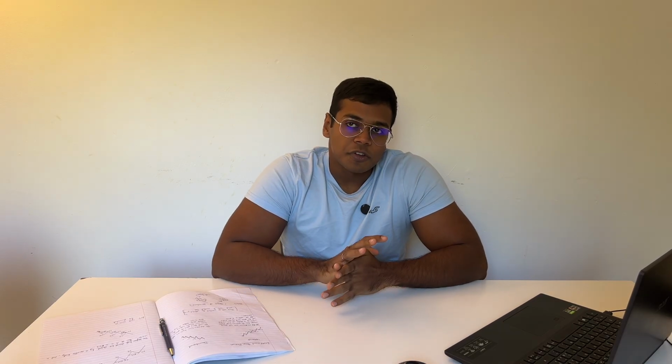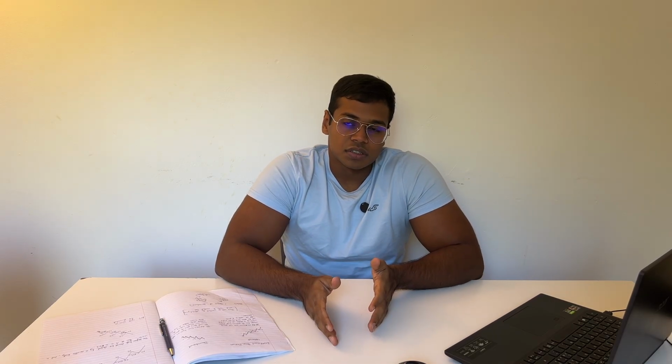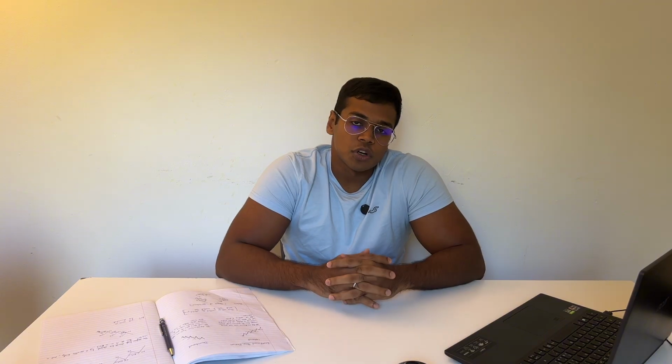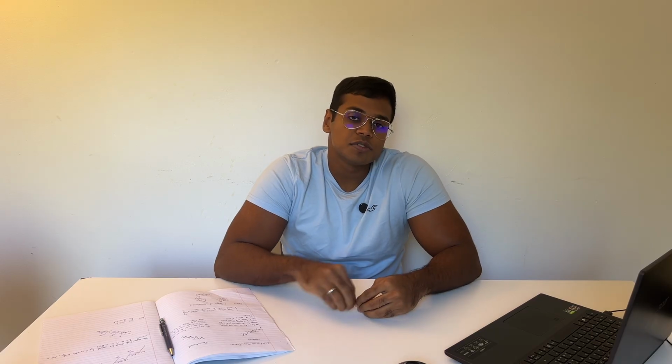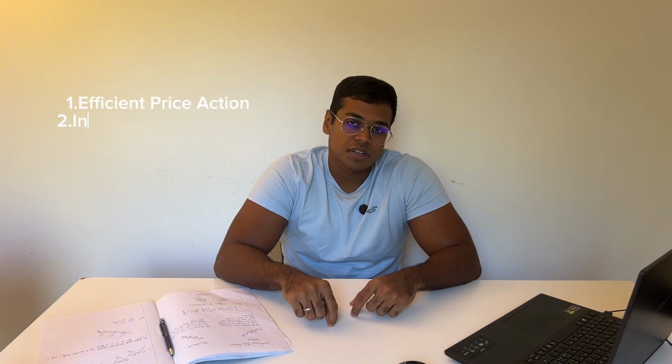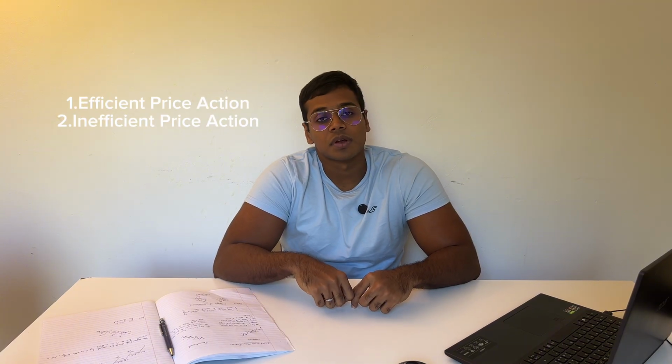So now before we start talking about the break of structure, BOS for short, we need to understand how the price moves in these trends. So there are two types of price action. Number one would be efficient price action, and the second one would be inefficient price action. And let me explain both of them in simple terms.